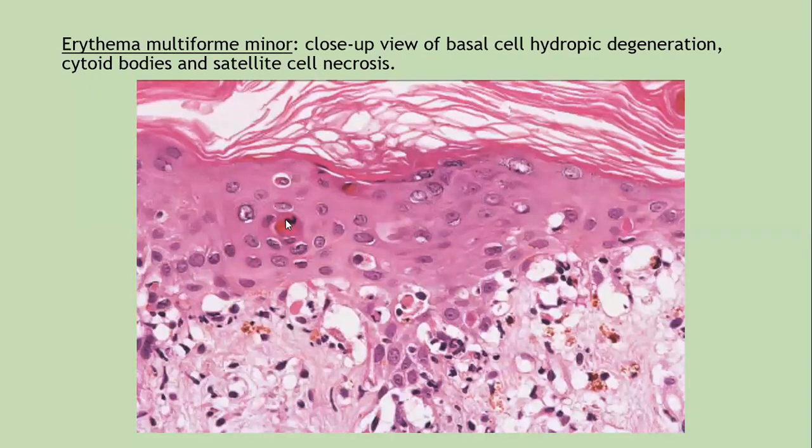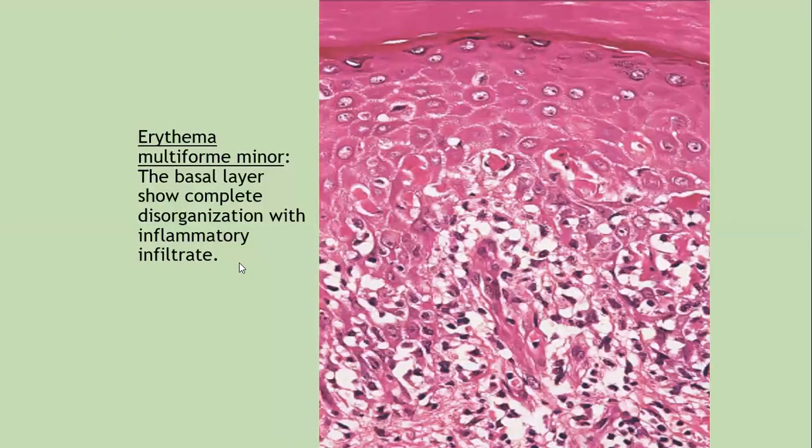This is single cell necrosis. This is single cell necrosis. And these are the colloid bodies. This is the pigmentary incontinence, and the basal layer is completely non-existent. So here the infiltrate is dense at the dermoepidermal junction, but these are the colloid bodies.